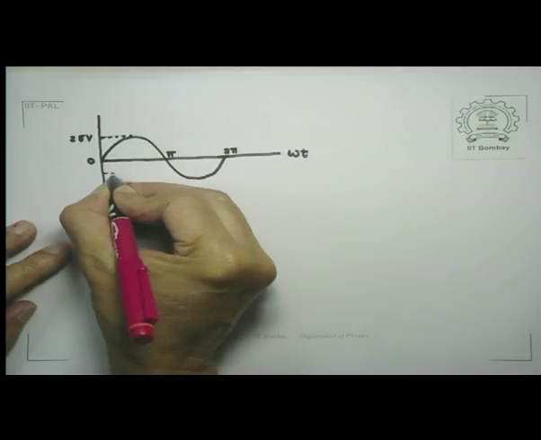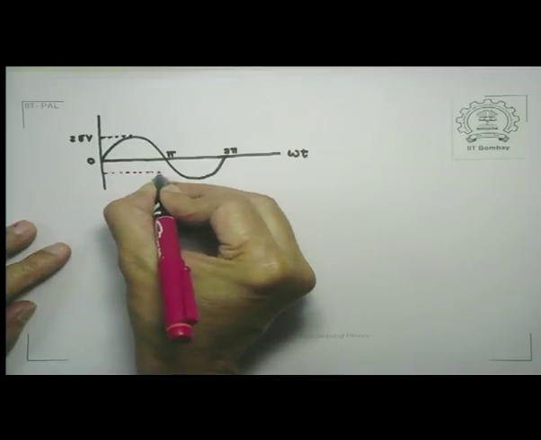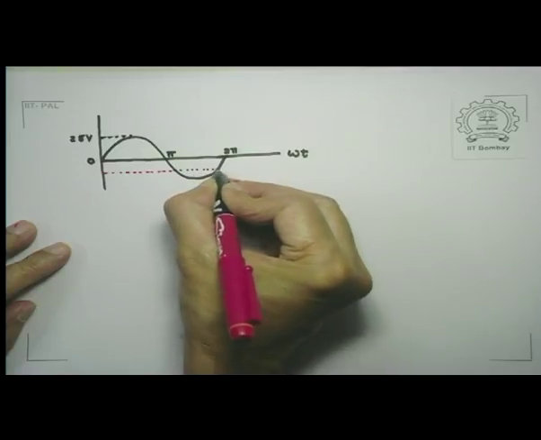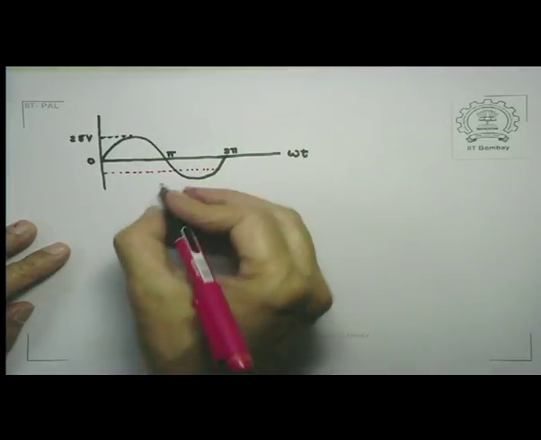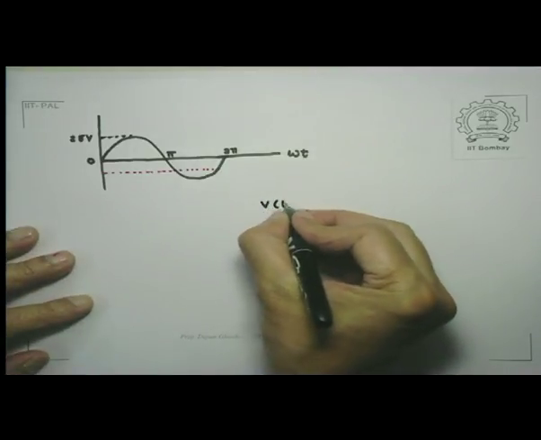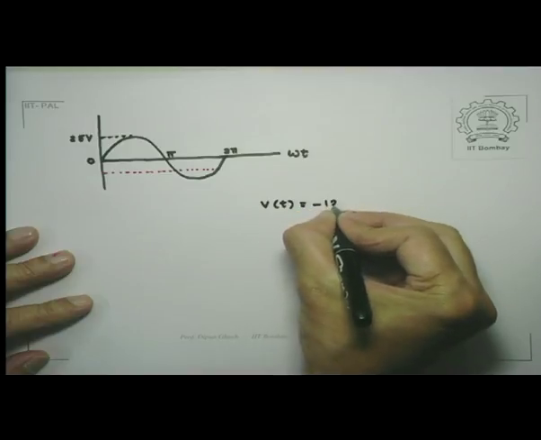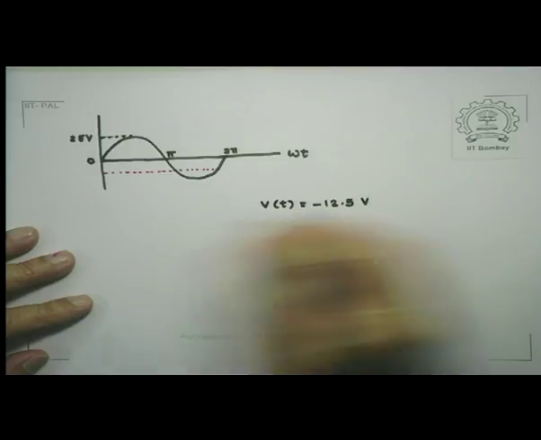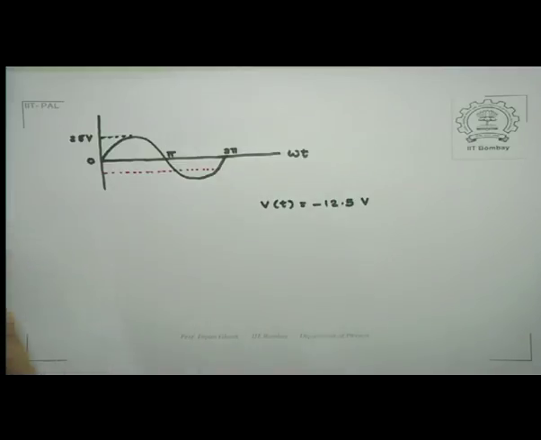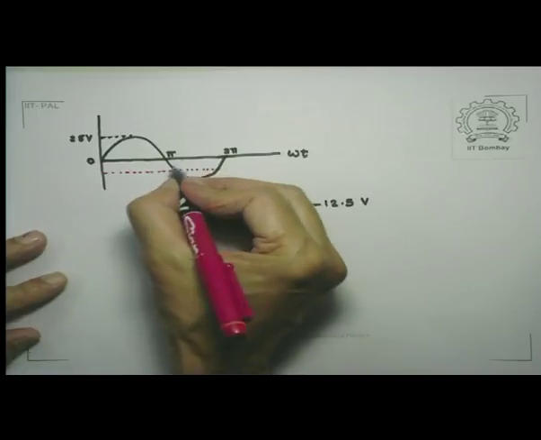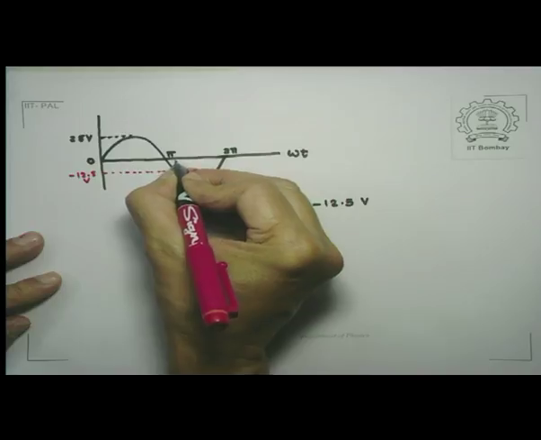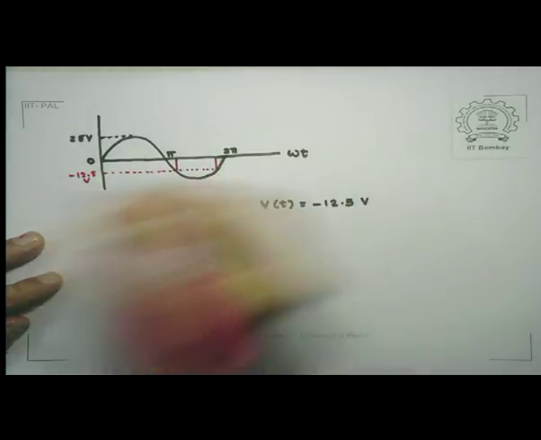So this will be either a point here or a point there. Now what we want is V of t equal to minus 12.5 volts, and its magnitude should be increasing. But if you look at it, this is minus 12.5, which is here as well as there.